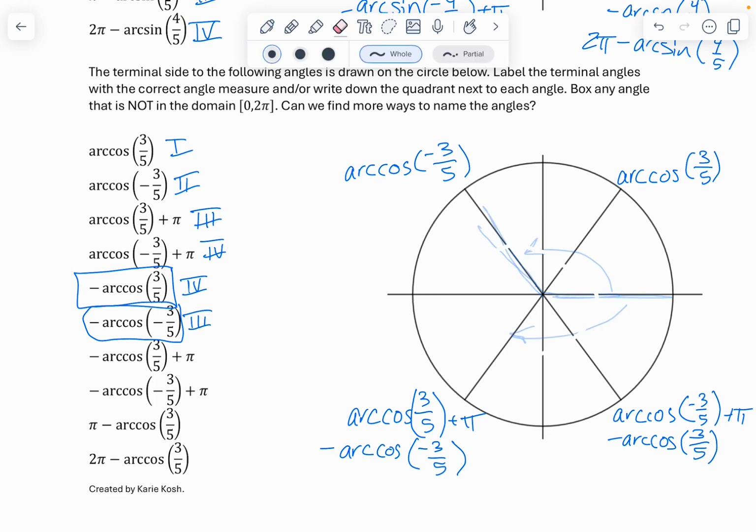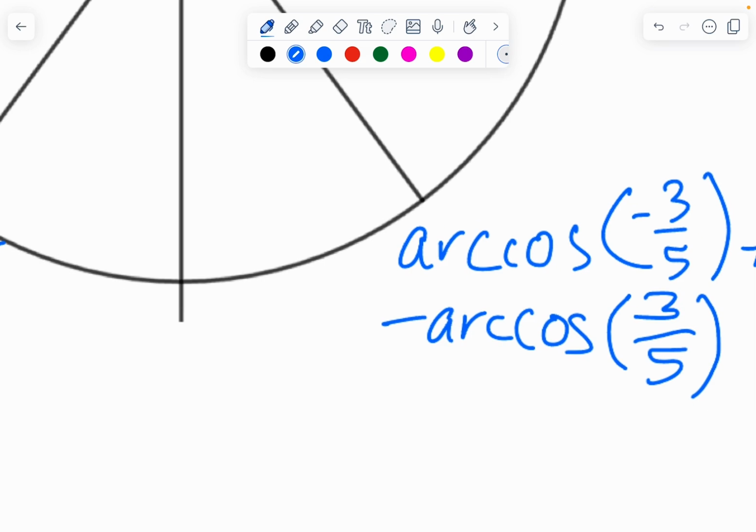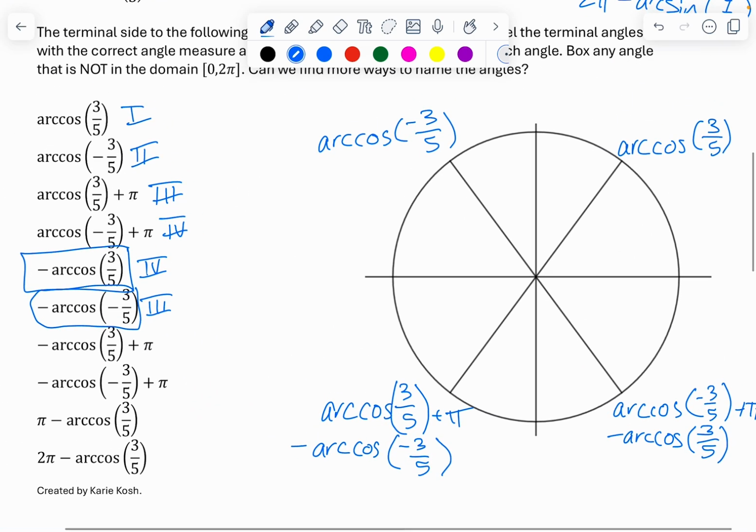Let's get rid of the clutter. Okay, now we're looking at negative arc cosine of 3/5, which I actually wrote down here. And so that was a negative measure, and then when I add pi, I'm now going to go over to here, and this is negative arc cosine of 3/5 plus pi. So arc cosine of 3/5 was in quadrant 1. Making it negative, I end up in quadrant 4. And then, where am I? Oh, plus pi puts me in quadrant 2.